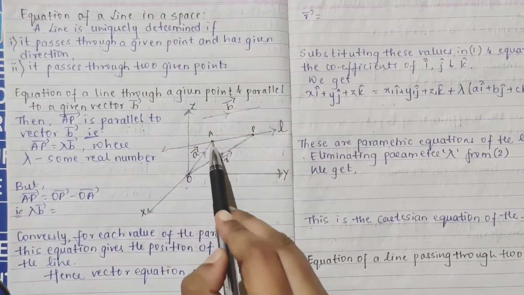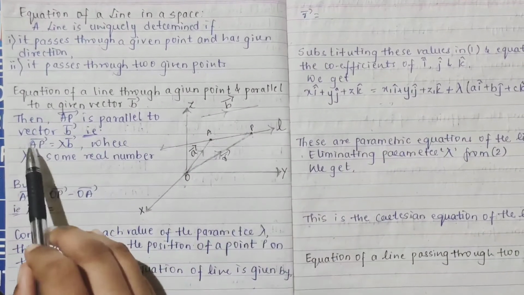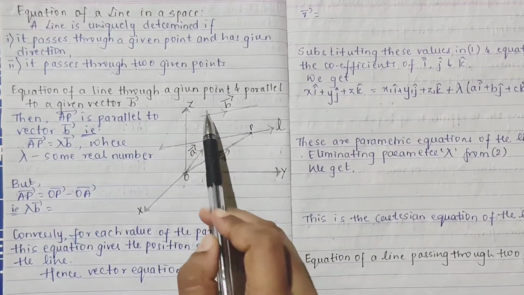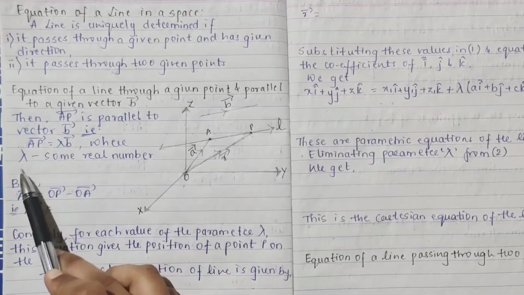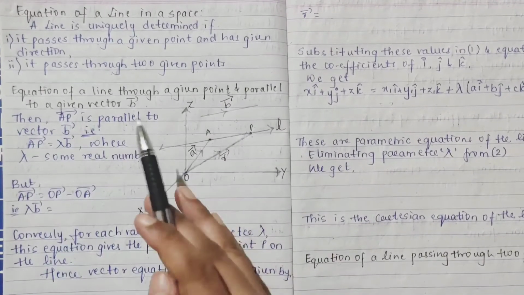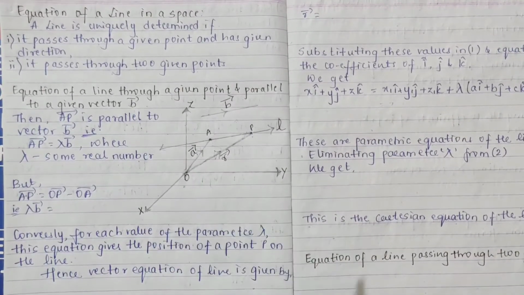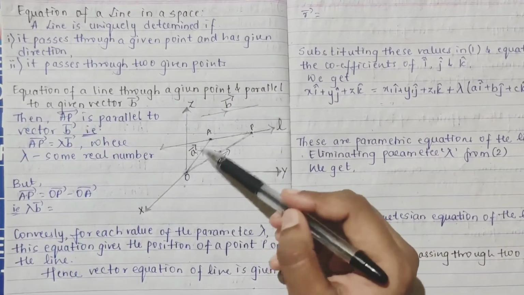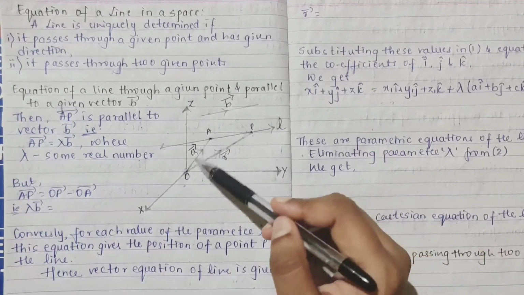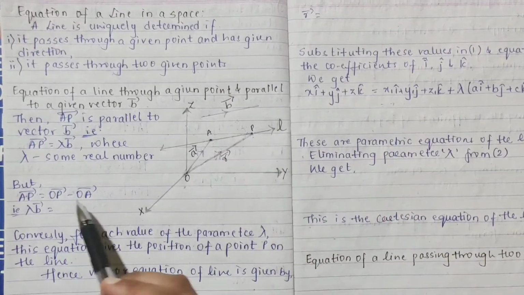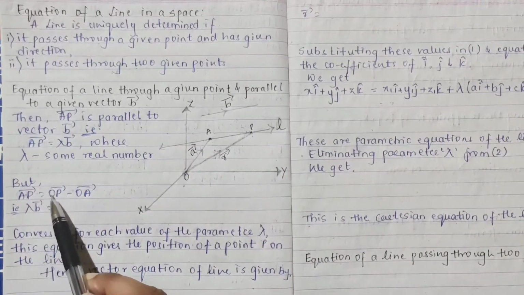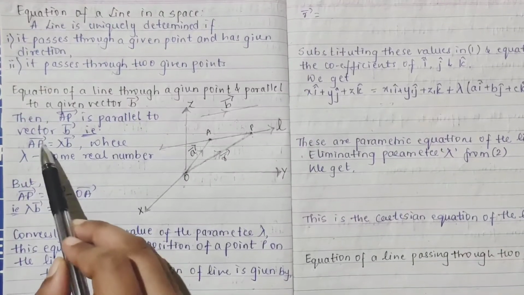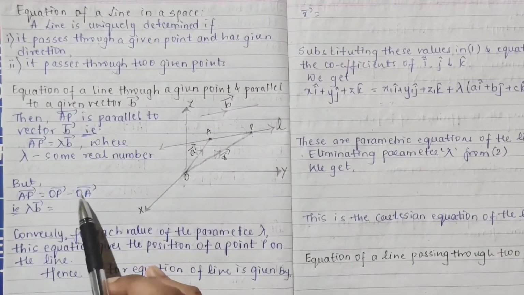As I said, our AP is parallel to vector B, so I have written that. So AP will be equal to lambda vector B, where lambda is some real number, which I told you just a few minutes back. But AP is equal to OP minus OA. I just explained to you, this is your triangle. So AP is equal to OP minus OA.